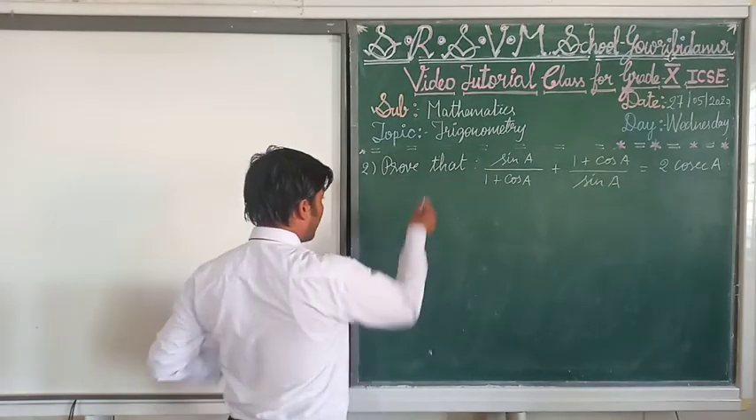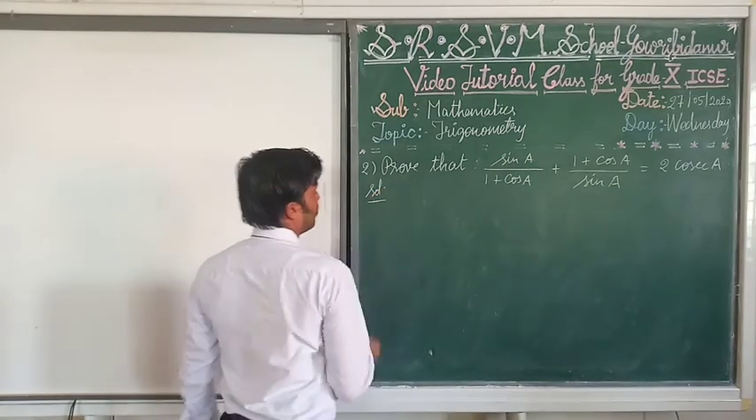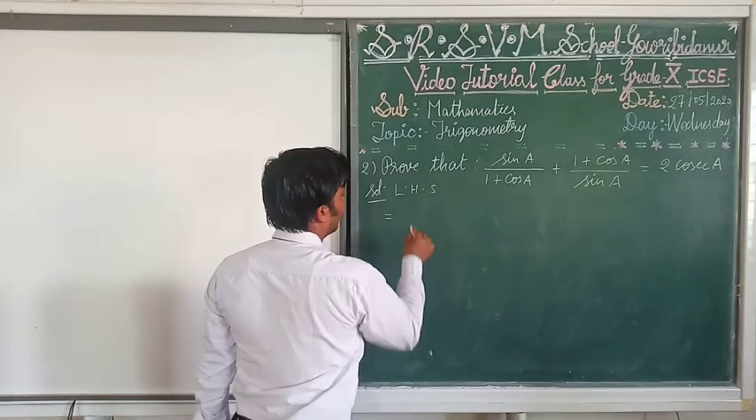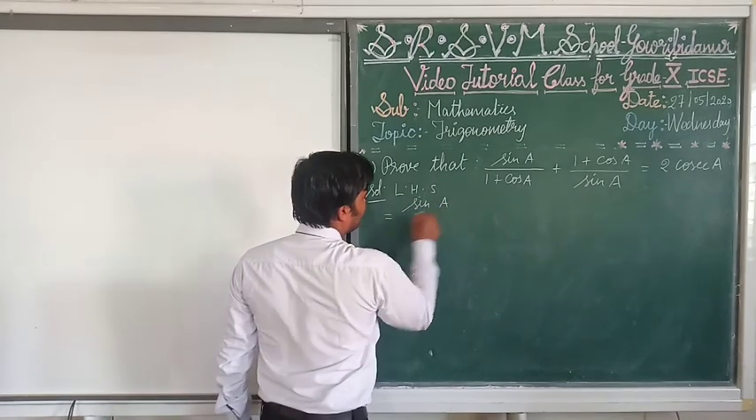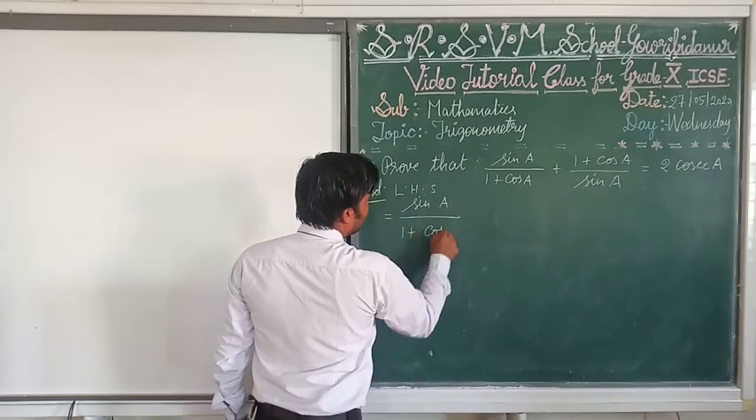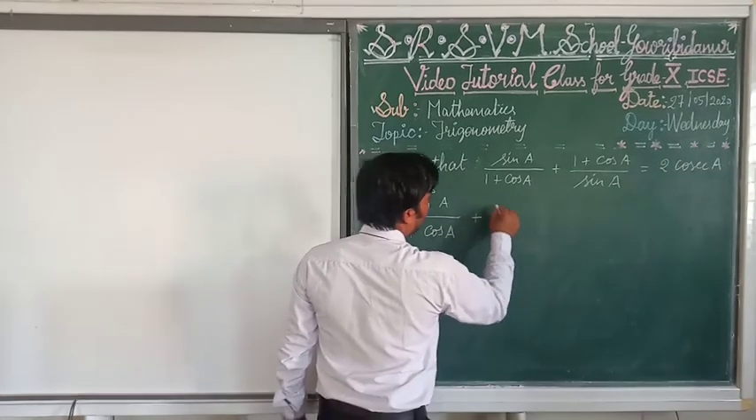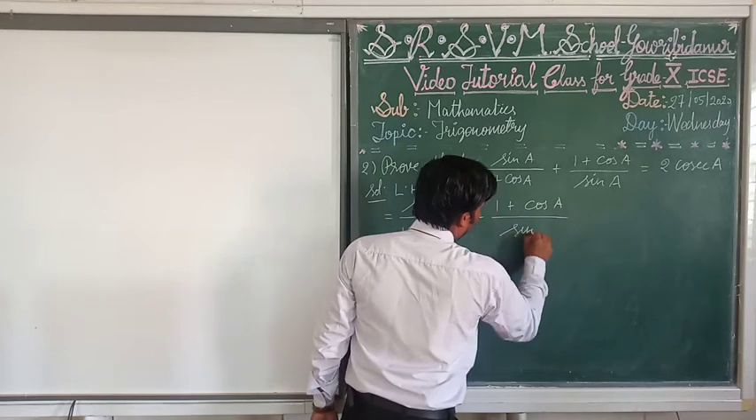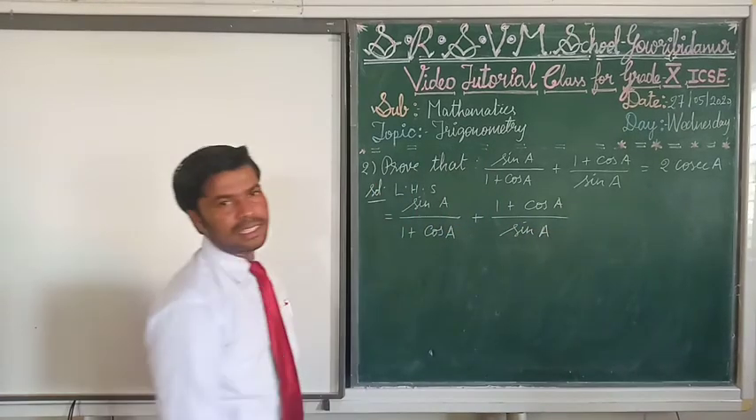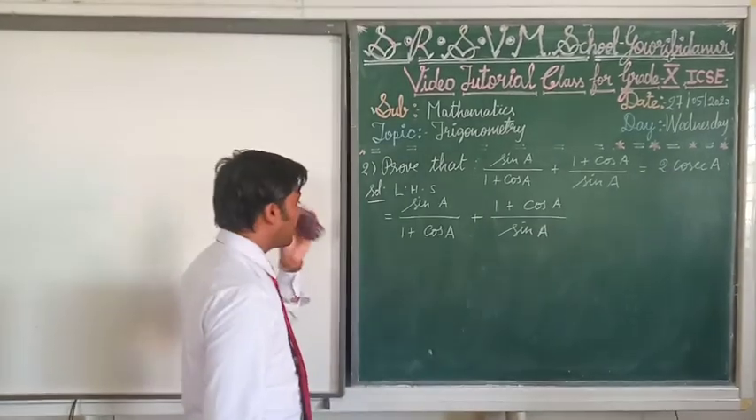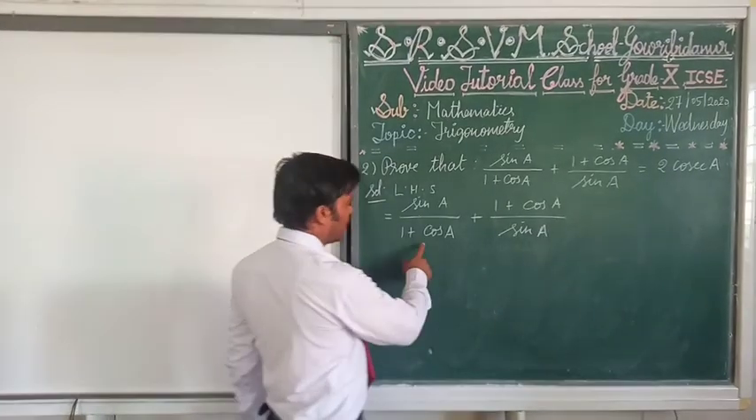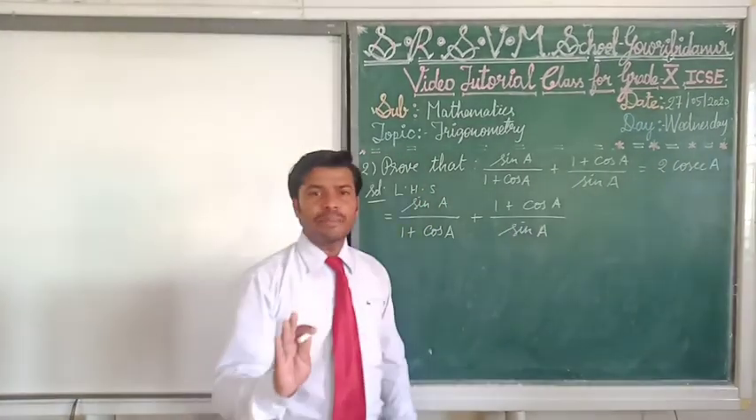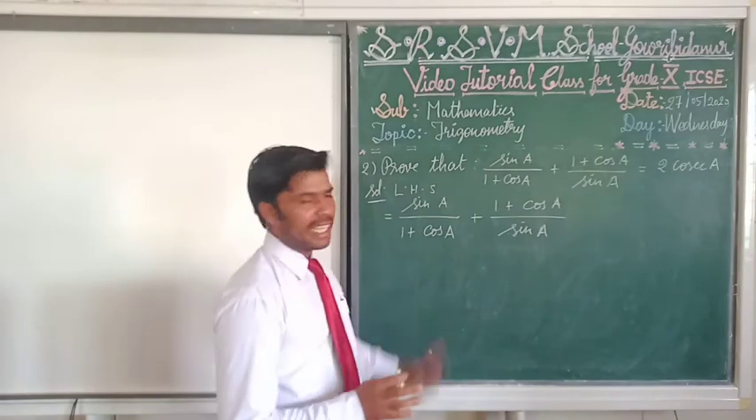So LHS is equal to which one given? Sin A divided by 1 plus cos A plus 1 plus cos A divided by sin A. This is LHS, so this one you take. Afterwards, in this one you see denominators 1 plus cos A and sin A are there. Denominator is not the same, which means we want to take LCM. For that purpose you take LCM here.